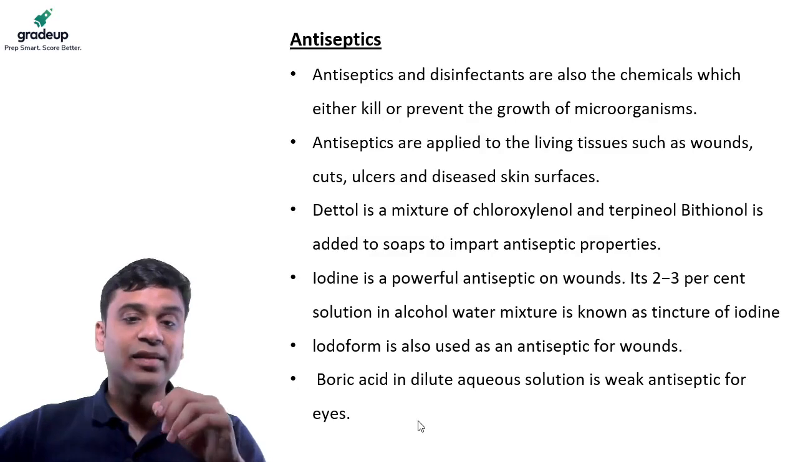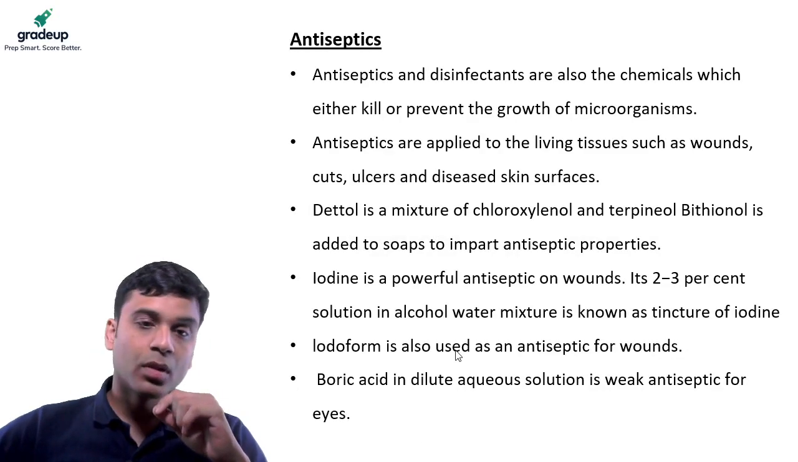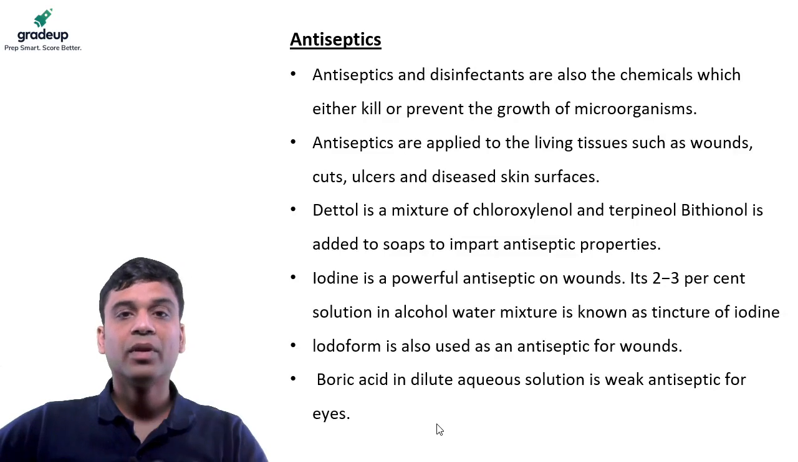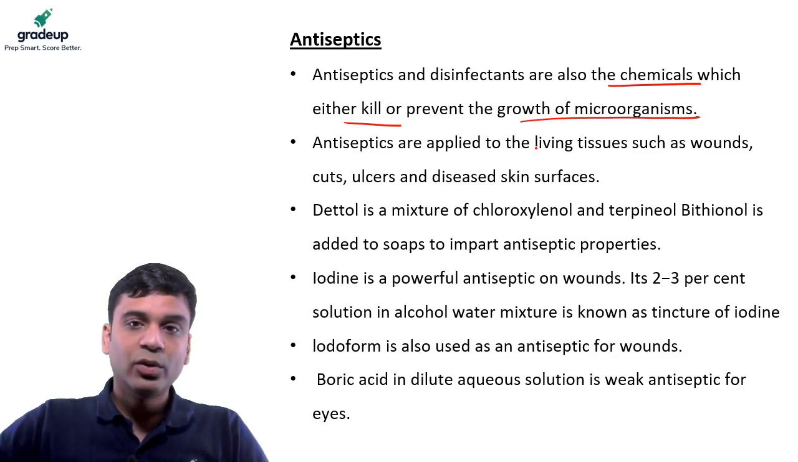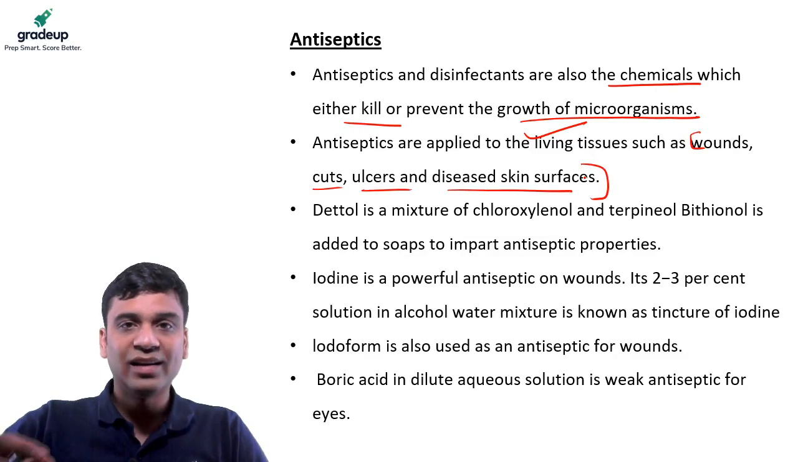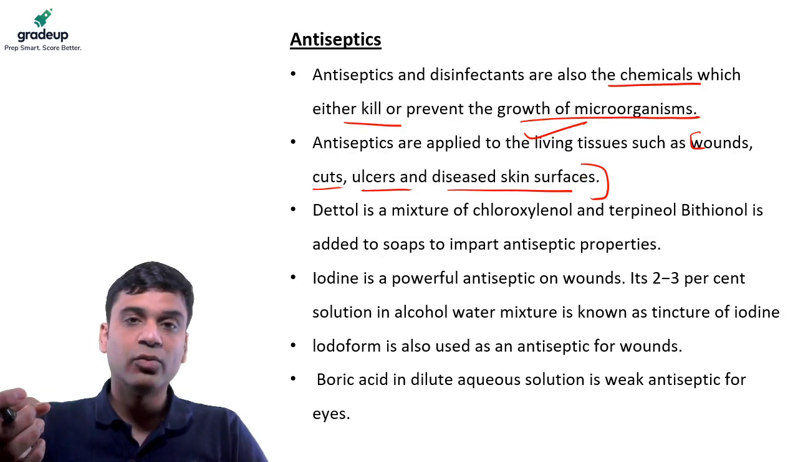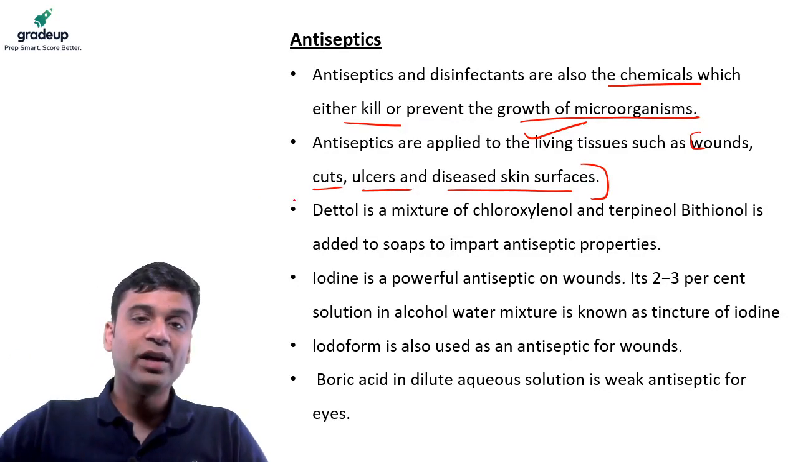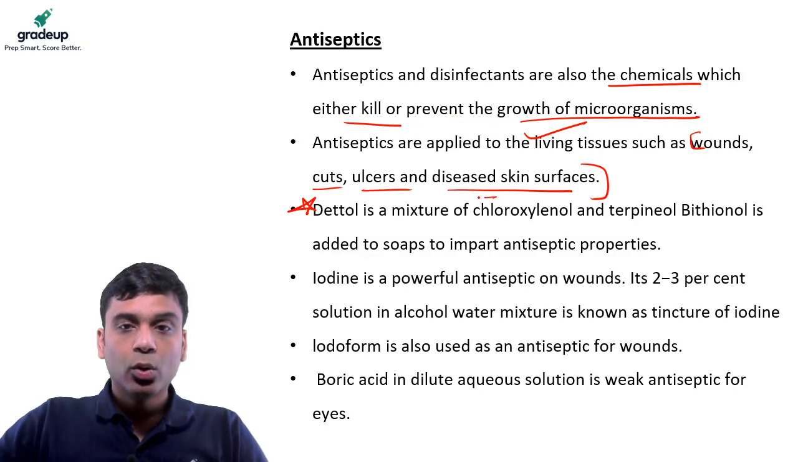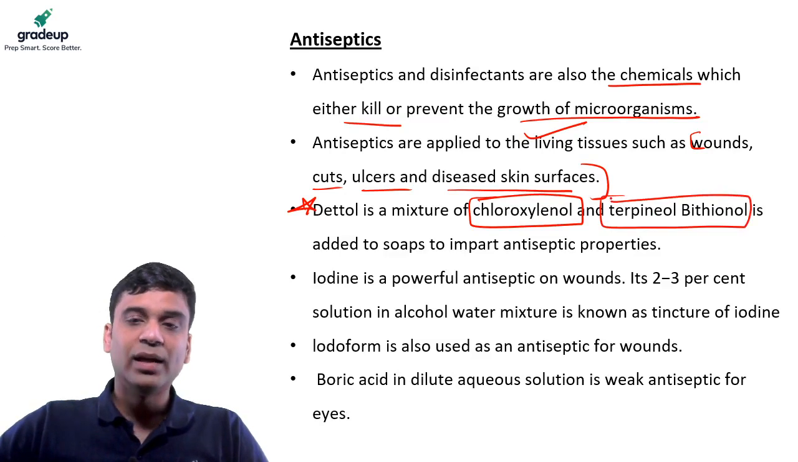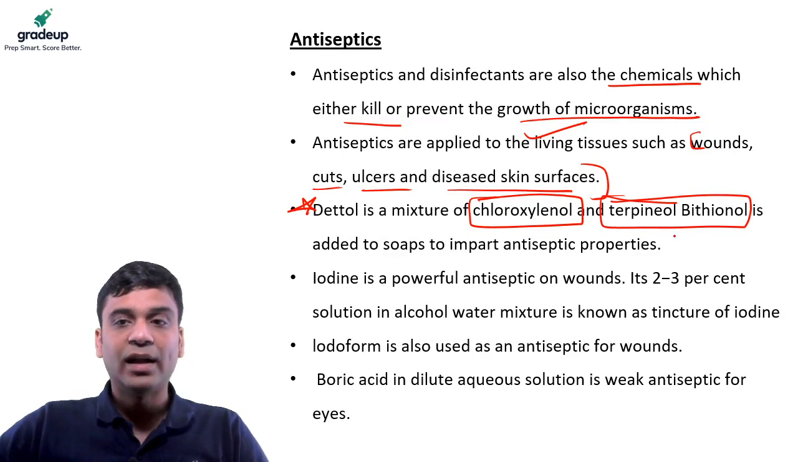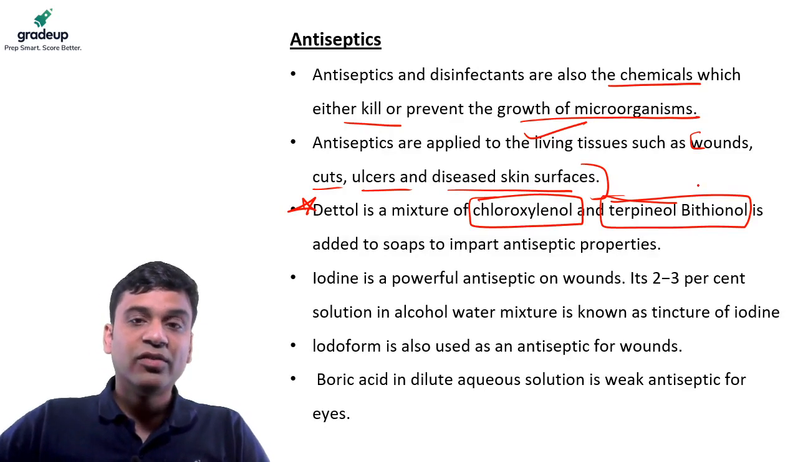Next, let us see some antiseptics and disinfectants. Antiseptics and disinfectants are chemicals which either kill or prevent the growth of microorganisms. They are applied to living tissues such as wounds, cuts, ulcers, diseased skin surfaces. In such a way, the antiseptic effect is kept. The bacteria in that wound are killed. For example, you have Dettol. Dettol is chloroxylenol and terpineol. These are the chemical names. You should remember them for Dettol: chloroxylenol and terpineol. This gives it the antiseptic properties.